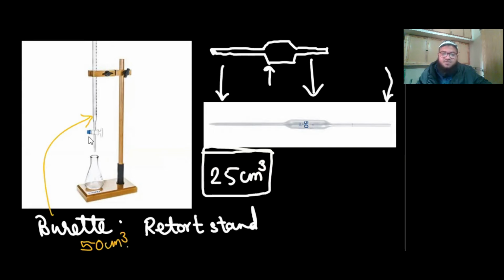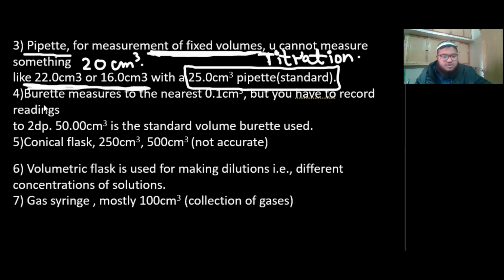Okay, the burette is 50 cm cube, and the pipette that we use as a standard is 25 cm cube. But a burette can measure volumes less than 50 cm cube, while a pipette cannot measure volumes less than 25 cm cube. It only has to measure 25 cm cube, and that's it. If you have a 25 cm cube pipette, you cannot measure something like 20 cm cube with that same pipette. Now let me go back to a few points that we have. Let's go through these important points about the burette.